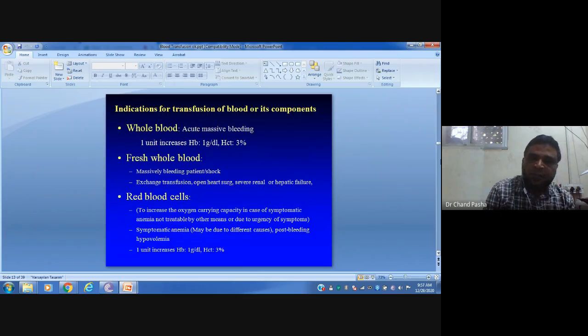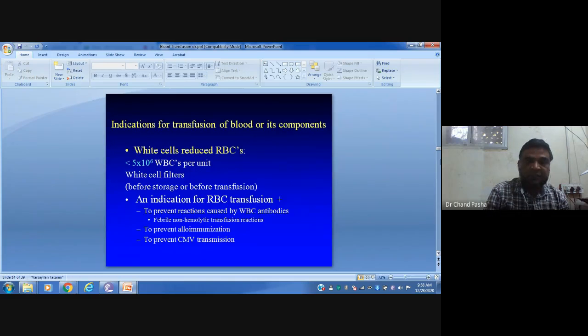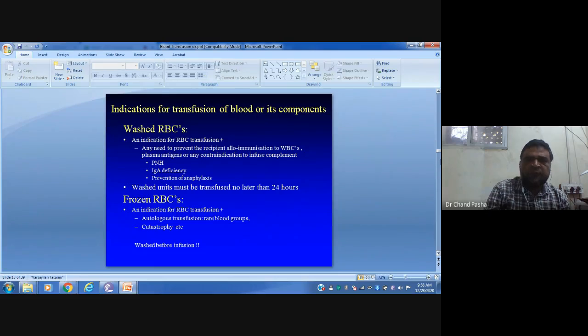So how much impact is it going to create? Whole blood: if you are giving it, HB will increase by only 1 gram per deciliter. Fresh whole blood is generally given in shock or massive bleeding surgery cases. Red blood cells are given where you are expecting a sudden increase, hypovolemic shock, such kind of things. White blood cells, per 1 unit, will increase by 5 into 10 to the power of 6 WBCs. And washed RBCs and frozen RBCs are also used.